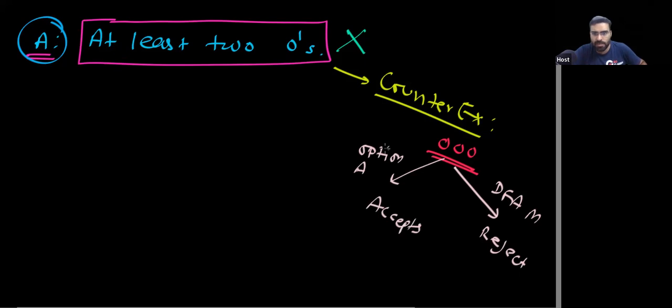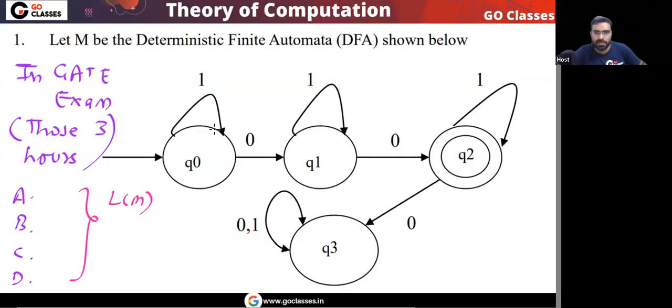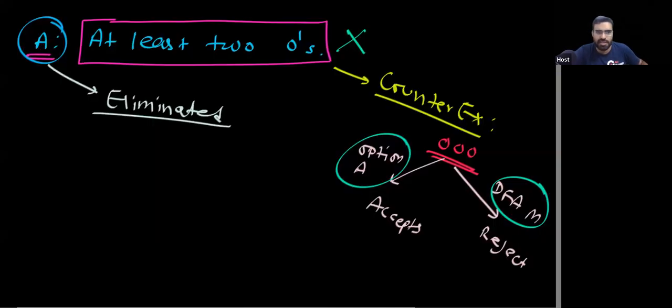Remember, this is the counter example: option A will accept and the DFA will reject. So I can say this is a wrong option, and this option can be eliminated. Very easily, because you can notice 000 is not accepted. From the initial state, when you read 000, you will go to a non-final state. So this is the idea. I hope this idea is clear. So you can remove the options.